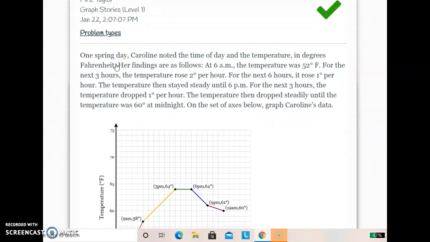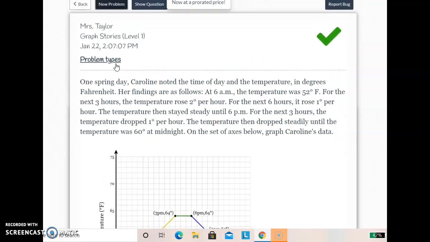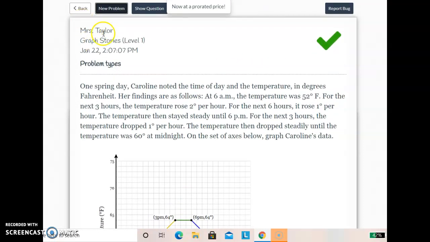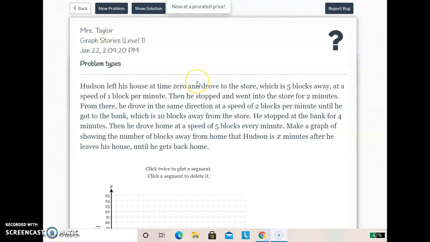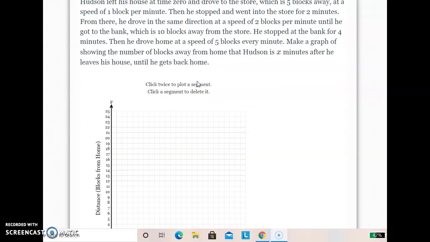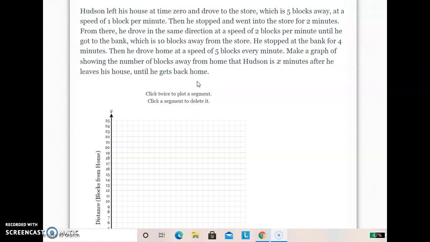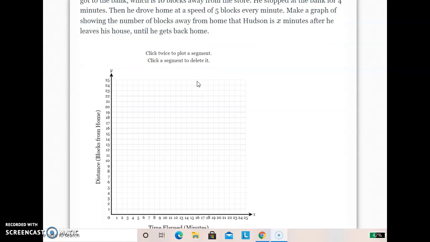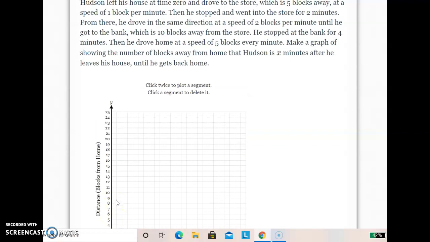All right, there's one other problem I want to find, so I'm just going to go ahead and find this real quick. So give me 1 second. All right, I was able to find one. So this is one where we're driving. So Hudson left his house at time 0 and drove to the store, which is 5 blocks away, at a speed of 1 block per minute. So he starts at 0.